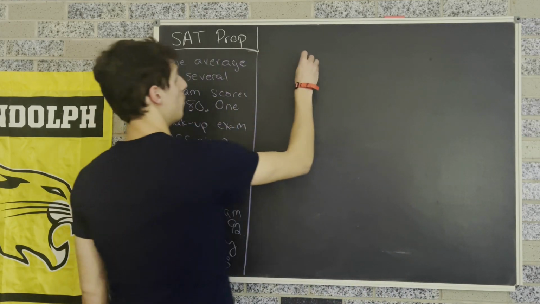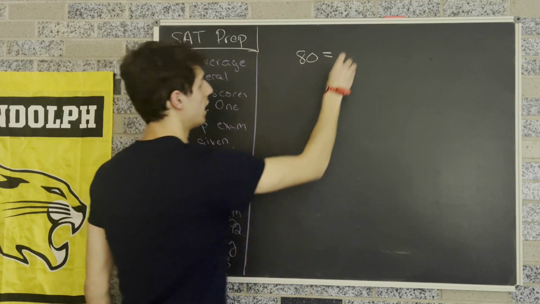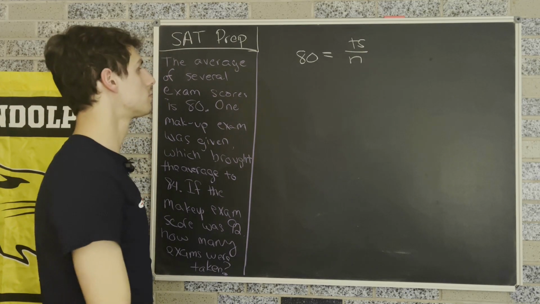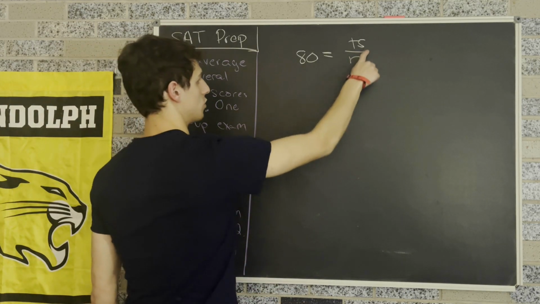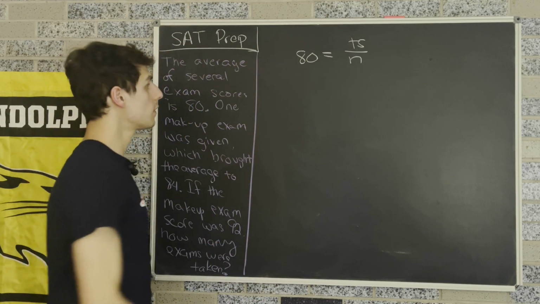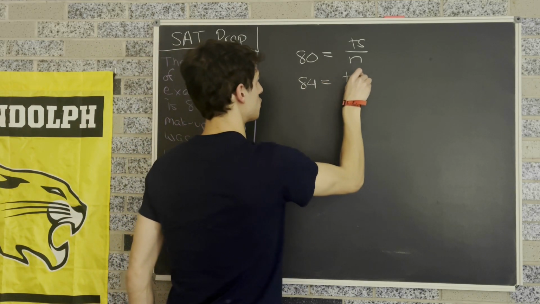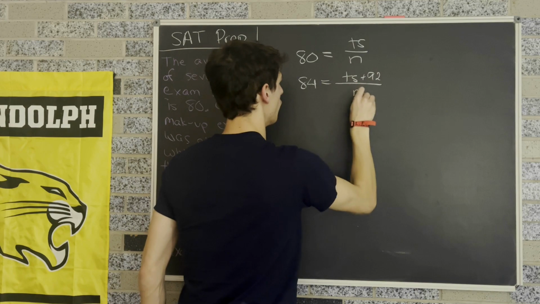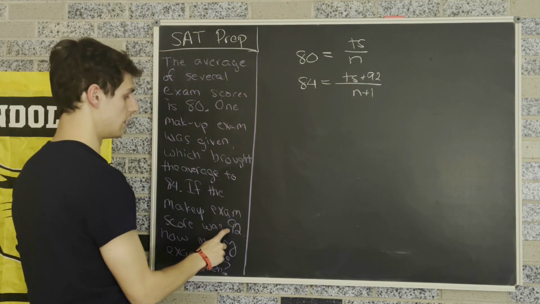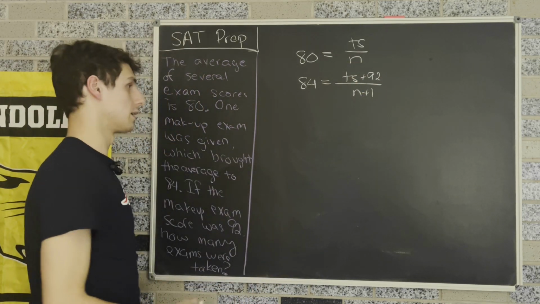Okay, so let's go ahead and set up the equations that relate to this problem. So first, we know that 80 was the initial average, and we'll call the total score TS, and the number of exams originally taken N. So that's our average: our total score, so all the scores added up, over N, the number of tests that were taken originally. And then our new average is 84, and we know that that is equal to total score plus 92 over n plus 1. And that's because we're adding our total score plus the new 92 that the makeup exam scored, divided by the number of exams previously taken plus the one makeup exam.